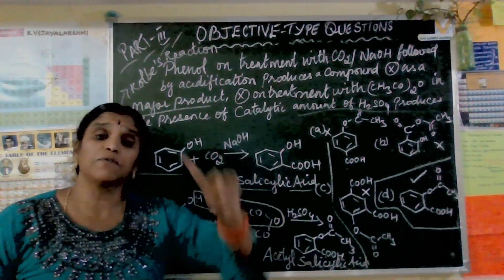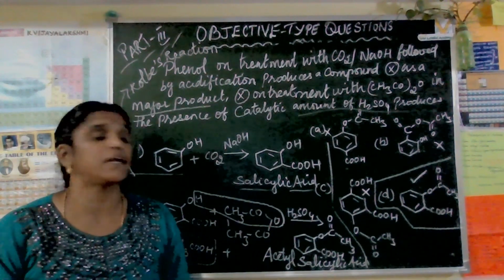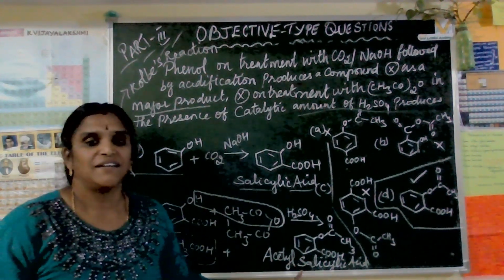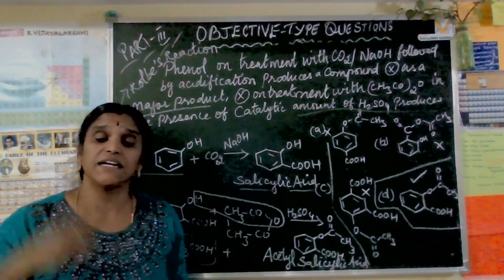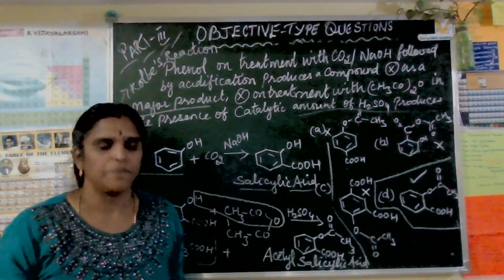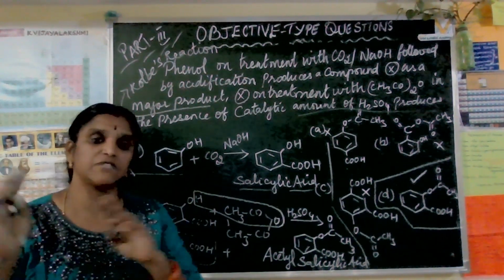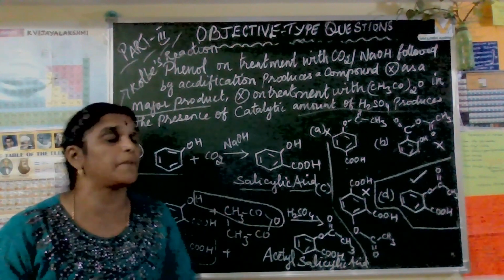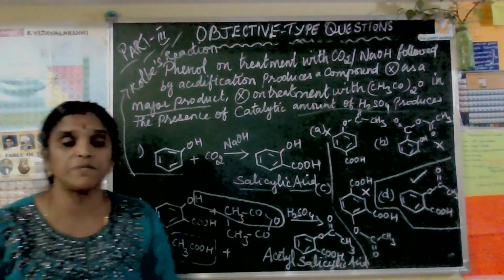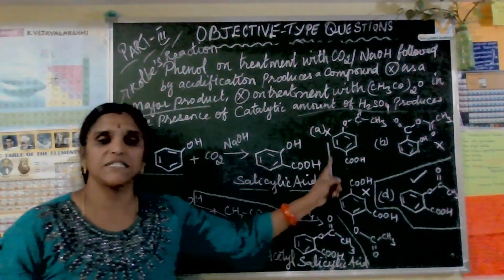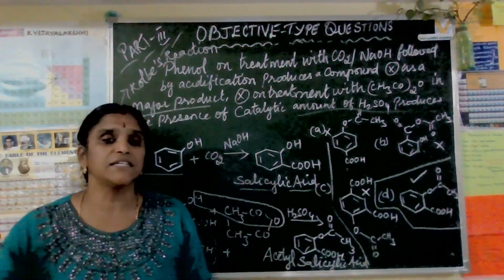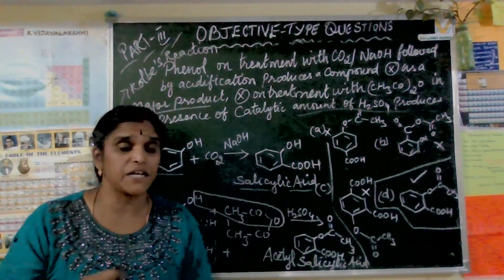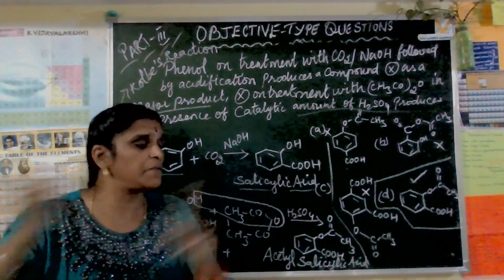The other thing, from salicylic acid, how do we get acetyl salicylic acid? That is an acetylation reaction. So you have to remember both things. Friedel-Crafts reaction also you have to remember, and Kolbe's reaction also. Kolbe's reaction means salicylic acid. Acetylation means Friedel-Crafts reaction, where acetyl chloride will be coming.